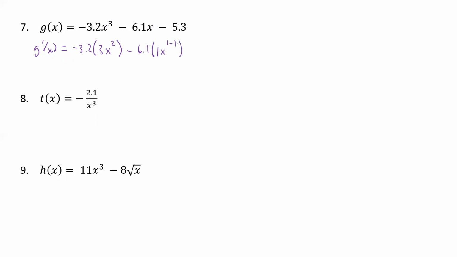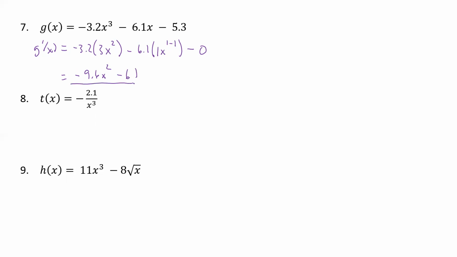And again, I'm just going to write this out just so you can see. Now what is this? Well, this is a constant, so this is minus 0. Okay, so the derivative of a constant is 0. And so now what do we have? Well, we have a negative, and have 3 times that, so it's going to be a negative 9.6 x squared. Here, x to the 1 minus 1 is x to the 0. X to the 0 is just 1, so now we have just minus 6.1.